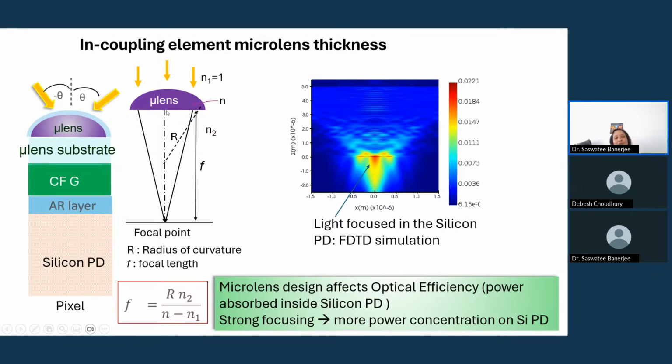And it will depend on the microlens parameters, how this light is focused, where the light will be focused. Now, this is another very important concept in this design, because it will have a huge effect on the optical efficiency, that is, how much light is actually absorbed in the silicon photodiode. And another thing will be, again, the concept of crosstalk will cause a lot of trouble because the light can just go in many directions.